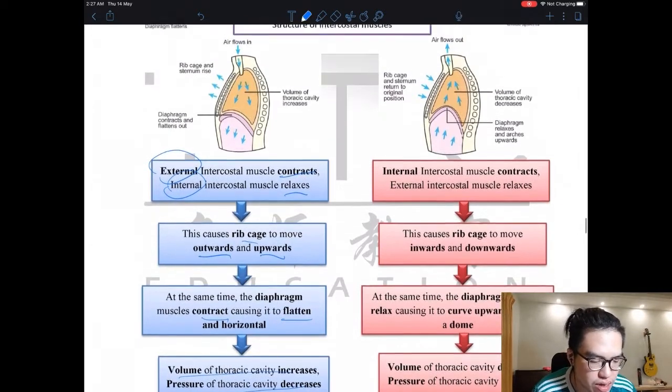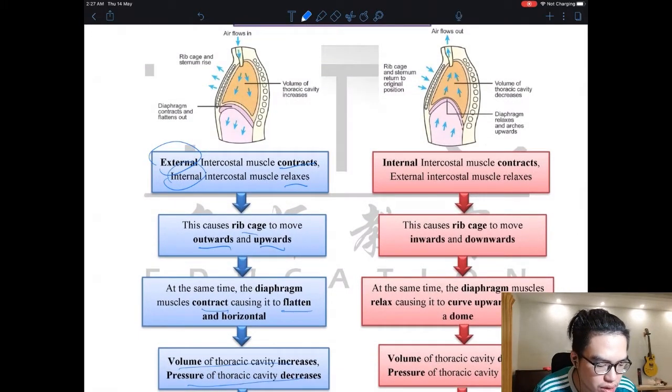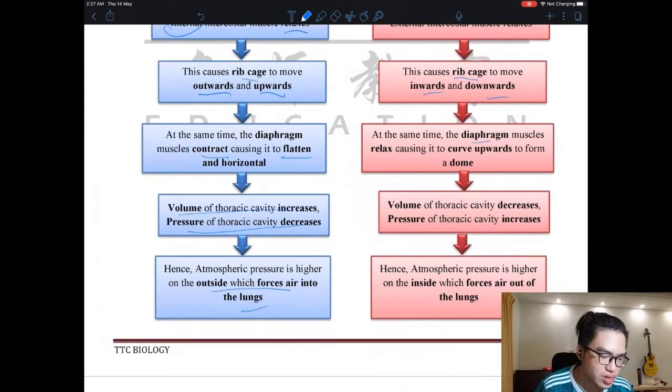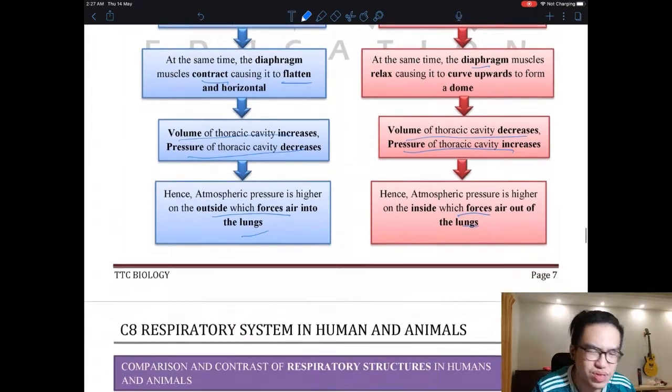So next, exhalation. Internal muscle contract. Now I want to pull in, that's why the internal will contract. So rib move inward and downward. The other way. And then diaphragm will relax, curve upward. So this causes volume to decrease, pressure increase. Air is forced out of the lung. Simple. So damn simple. Come on.